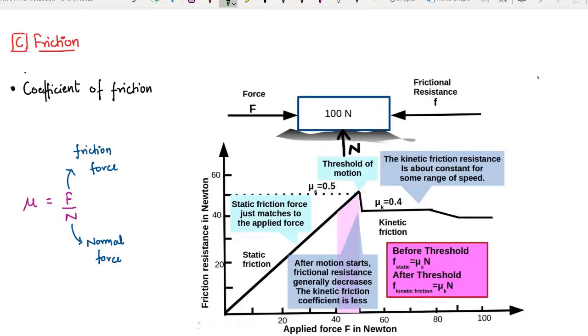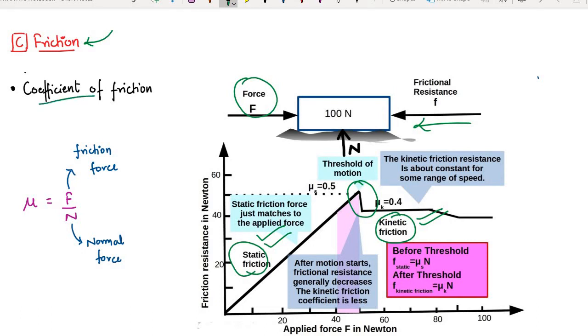Our next topic is friction. When a force is applied on a body, the resisting force is called the friction force. There are two types of friction, static friction and kinetic friction. When the body is stationary, the friction is called static friction, and when the body is in motion, the friction is called kinetic friction. And the point where the body is just about to move, that state is known as impending motion.